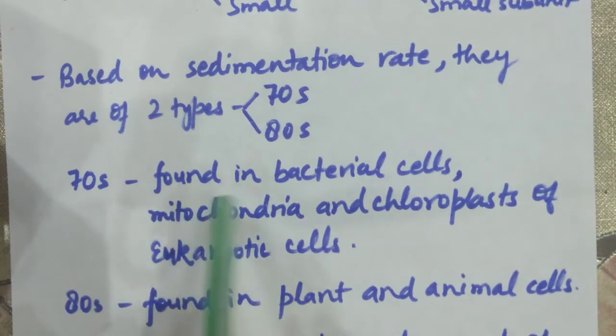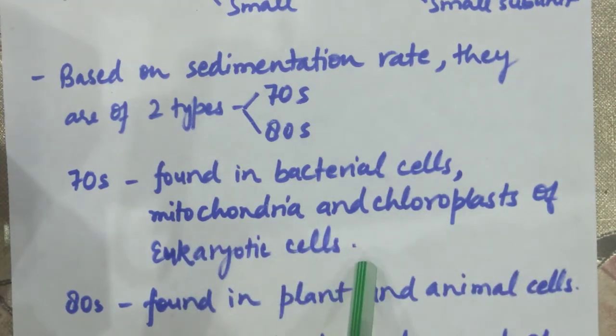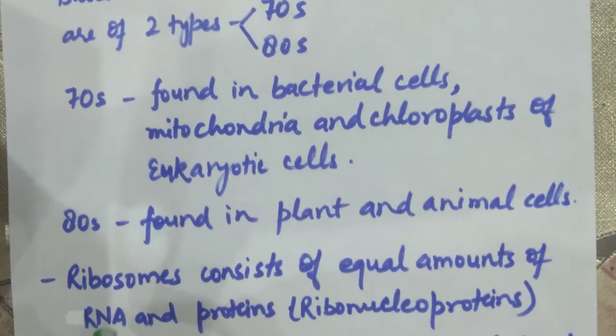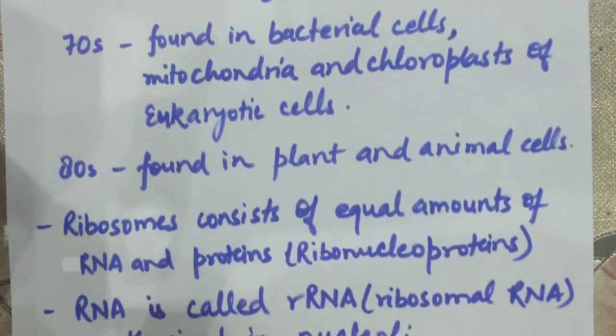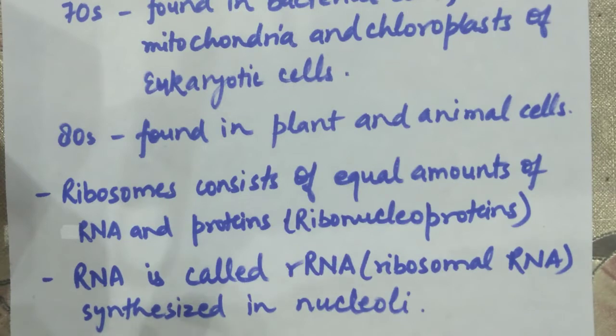70S is found in bacterial cells, mitochondria and chloroplasts of eukaryotic cells. 80S is found in plant and animal cells. Now ribosomes consist of equal amounts of RNA and proteins, so they are termed ribonucleoproteins. The RNA is called ribosomal RNA, which is synthesized in nucleoli.